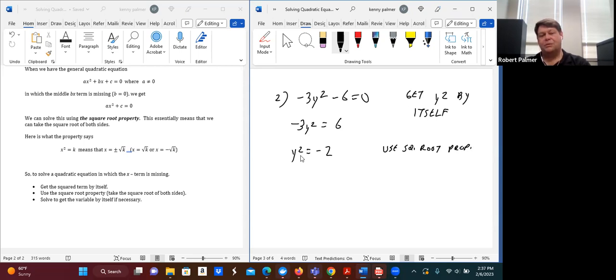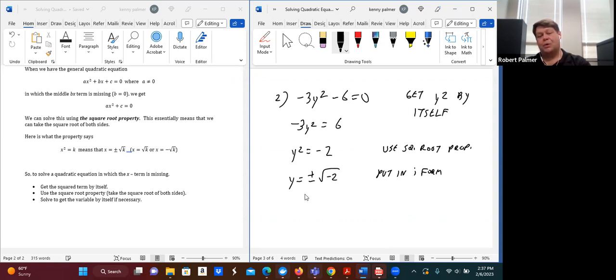Abbreviate that. And so, since you take the square root of both sides, and this is y, if y squared is equal to this, then y is equal to plus or minus the square root of negative 2. Okay, now, remember, this has a negative under the square root. This is going to involve i.